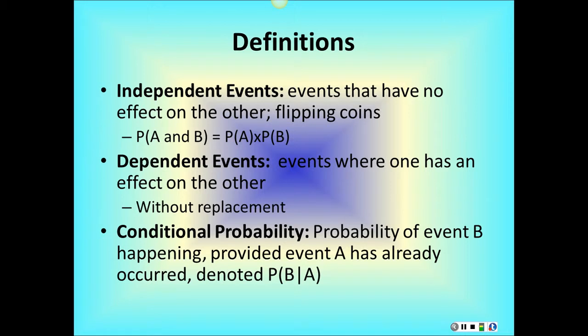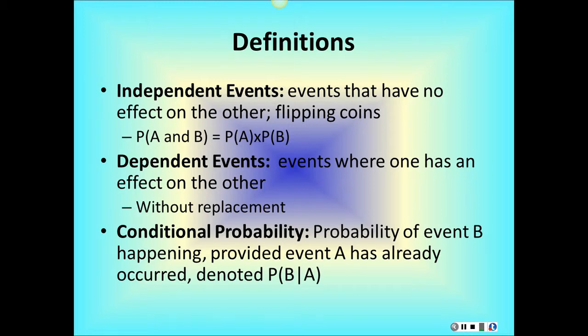So a few definitions. We talk about independent events, which are events that have no effect on one another. For example, flipping coins. And when they have no effect on each other, or when their probabilities are easily calculable, we can use this simple equation. The probability of this and this, or for intersection, is the probability of the first event times the probability of the second event, when they go in that order.